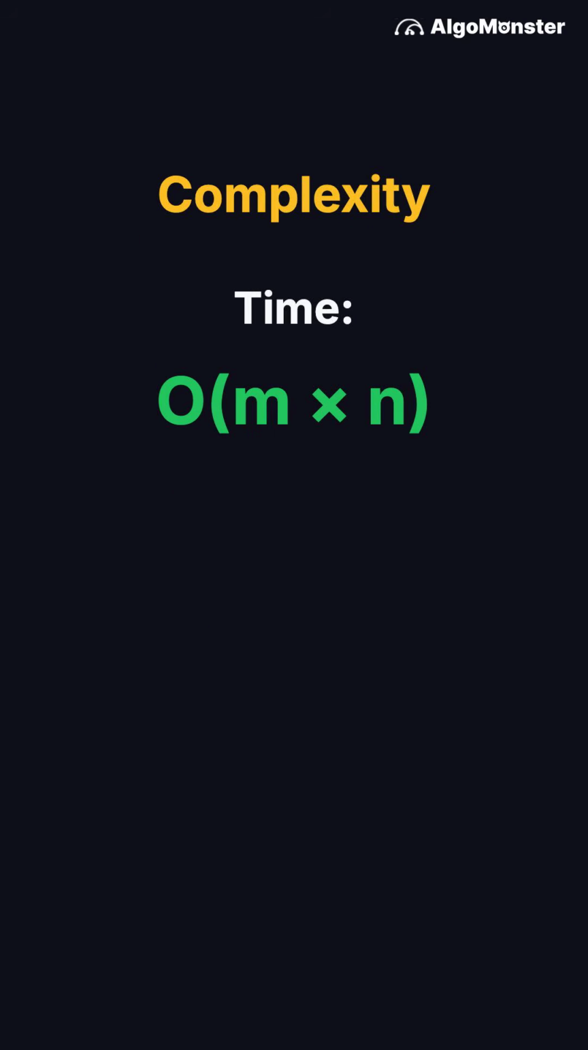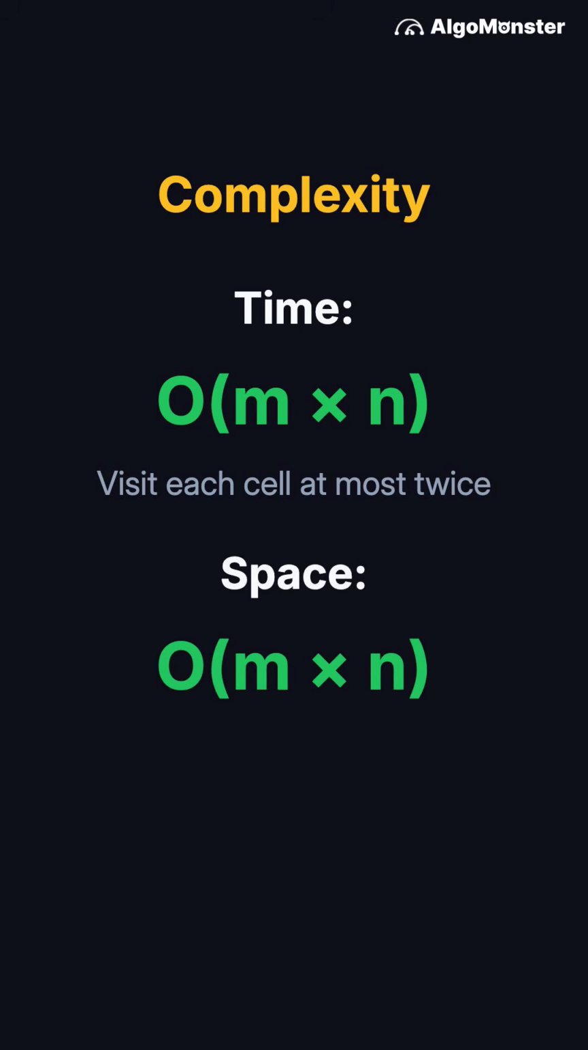Time is big O of m times n, where m is the row count and n is the column count. We touch each cell at most a couple of times. Space is big O of m times n in the worst case for the recursion stack. If the grid is one giant island, the call stack goes that deep. No extra space beyond recursion since we modify the grid in place.